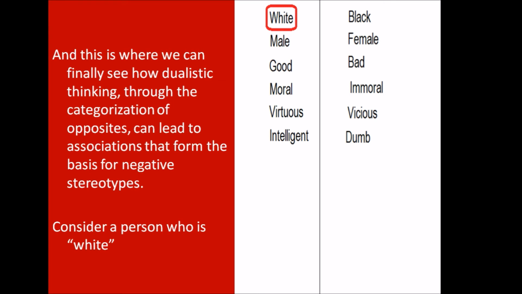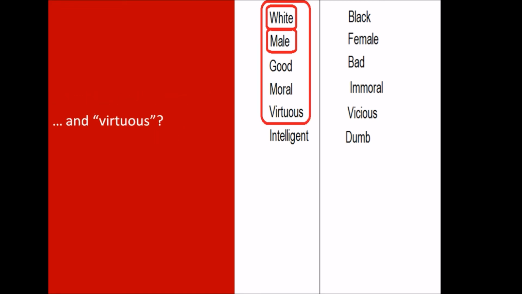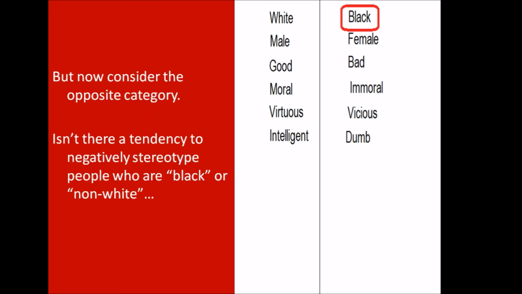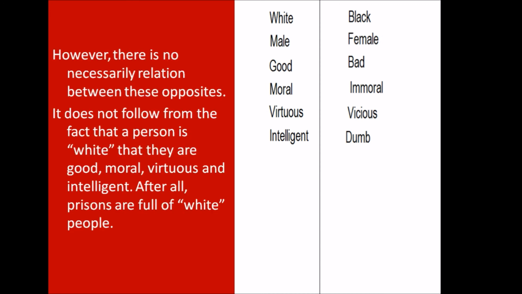Consider a person who is white and male. Isn't there a tendency to see people who are white and or male to be good, moral, and virtuous, and intelligent? But now consider the opposite category. Isn't there a tendency to negatively stereotype people who are black or non-white and female to be bad and immoral and vicious and dumb? However, there is no necessary relation between these opposites.